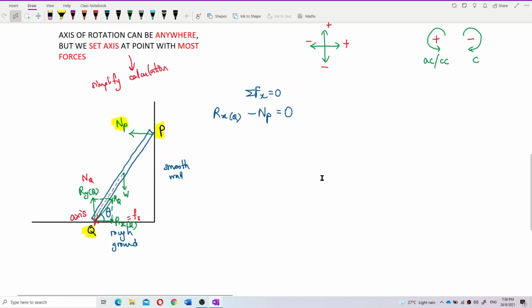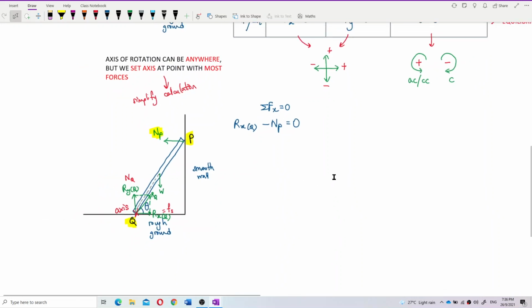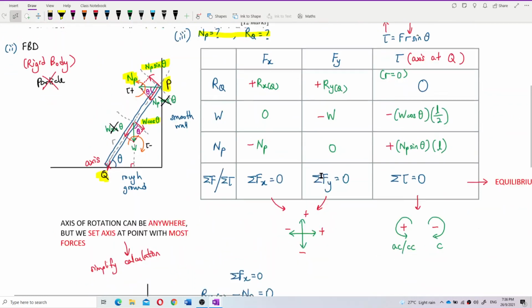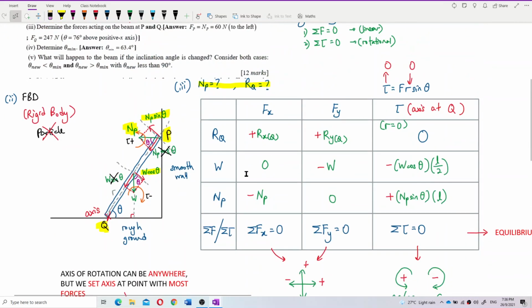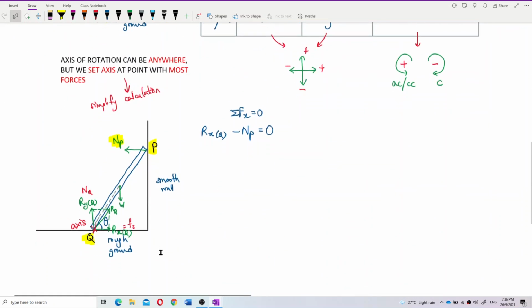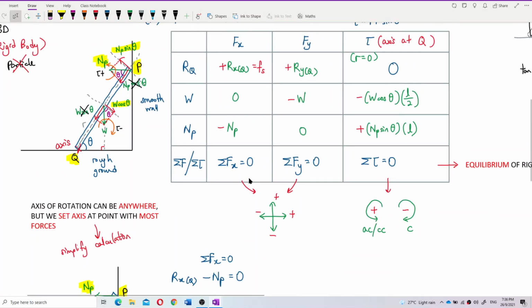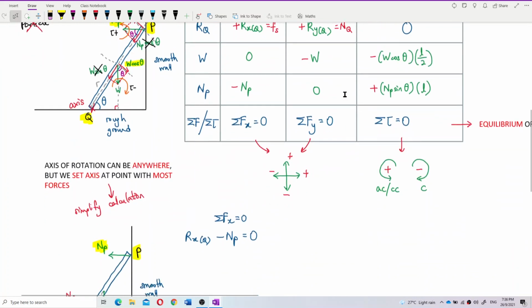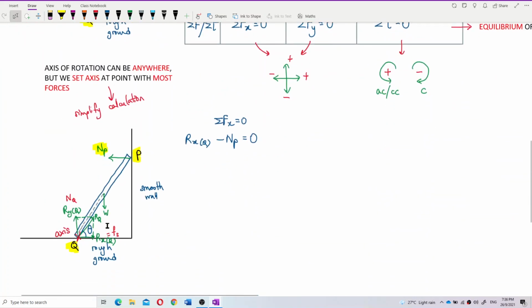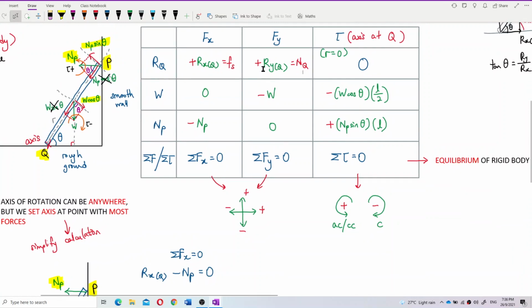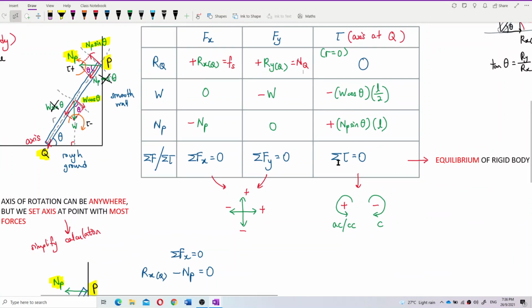Maybe it's good that we relabel this. This Rxq is actually the friction on the floor, the static friction, whereas the Ryq is the normal force on Q. So relabel it. This is the normal force on Q. It might be helpful.